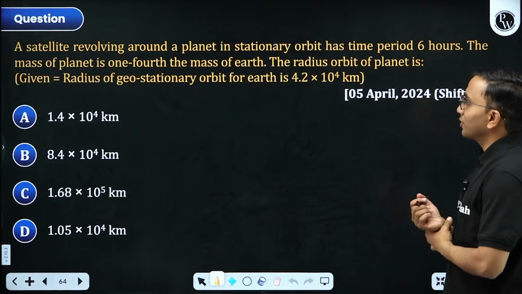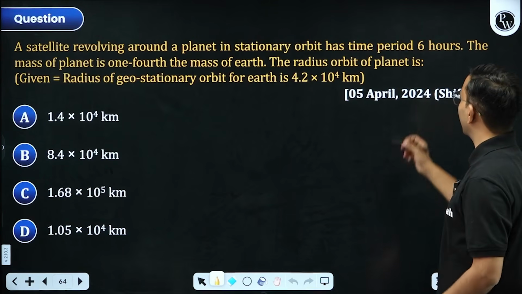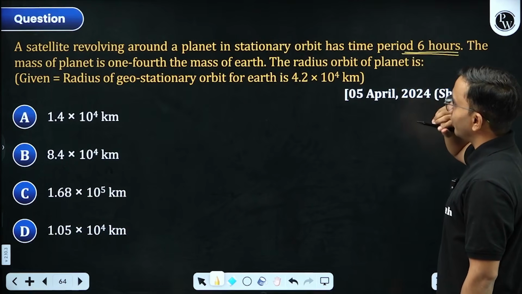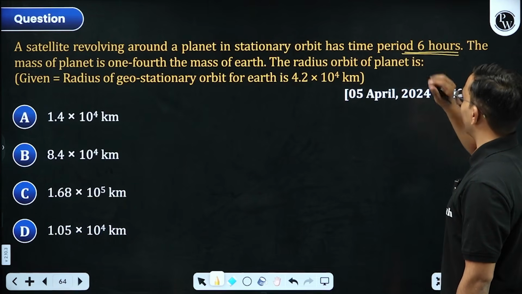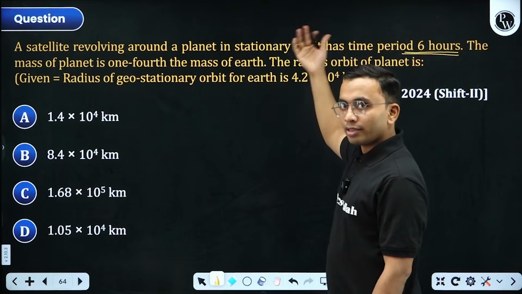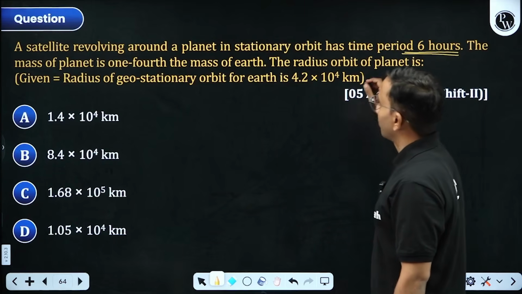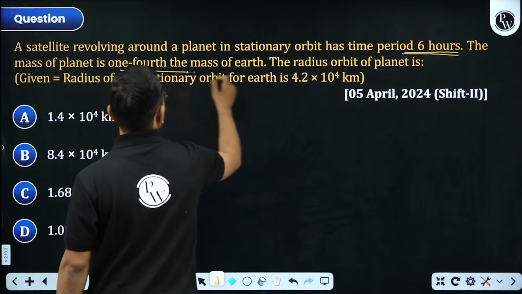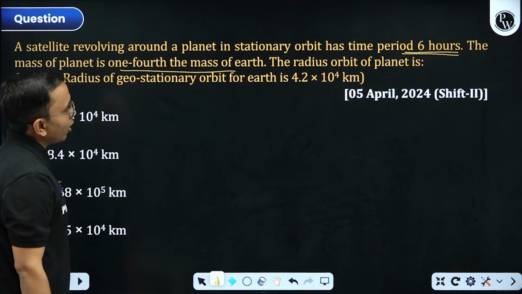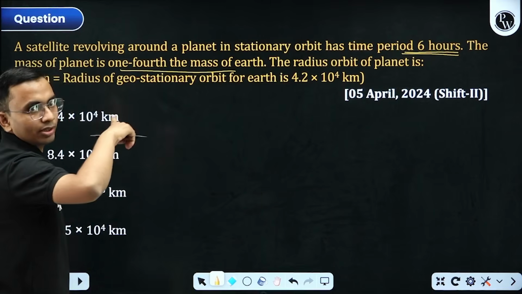Okay, coming to the questions. A satellite revolving around a planet in a stationary orbit has a time period of 6 hours. Now this is for another planet, certainly for Earth it is 24 hours. The mass of the planet is 1/4 the mass of the Earth. What is the radius of the orbit of the geostationary satellite?